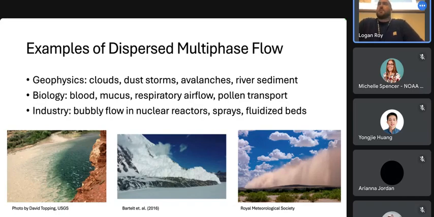But then also in some maybe less familiar places like biology, they use this description for blood, mucus, respiratory airflow, and pollen transport. So it shows up in biology in a lot of different cases, as well as in industry. Maybe the most dramatic example being the bubbly flow in nuclear reactors. Understanding the flow characteristics in that setting is really critical. And then maybe some less interesting applications in industry like sprays for different paints and coatings and fluidized beds. So it's a very broad class of flows with really diverse applications.